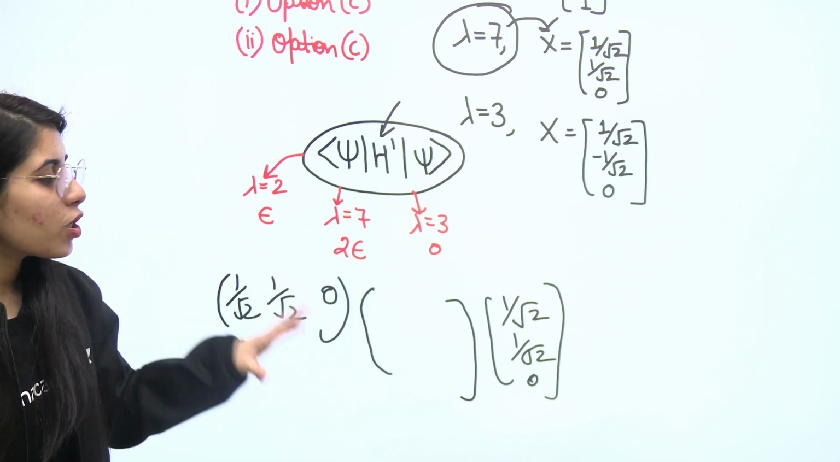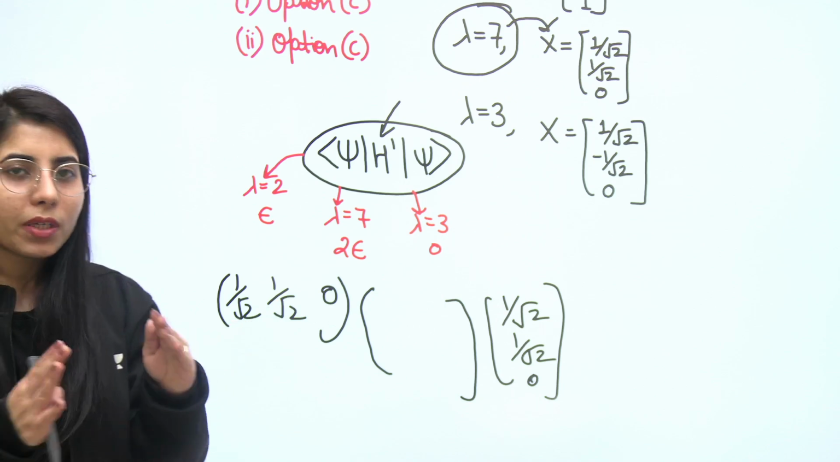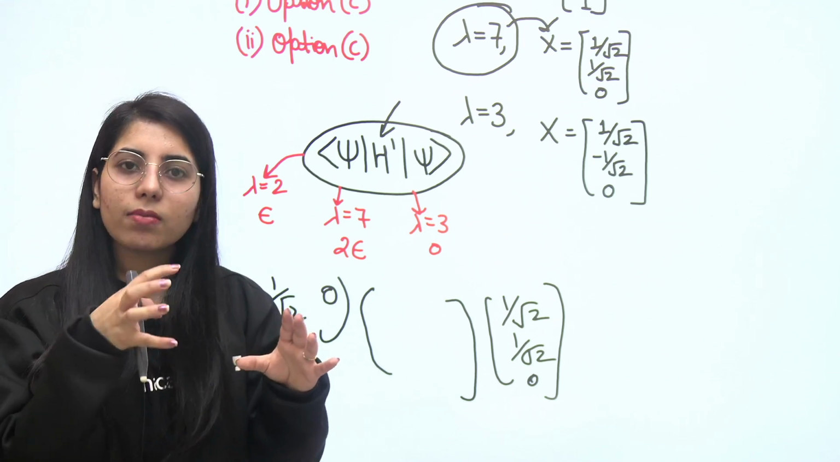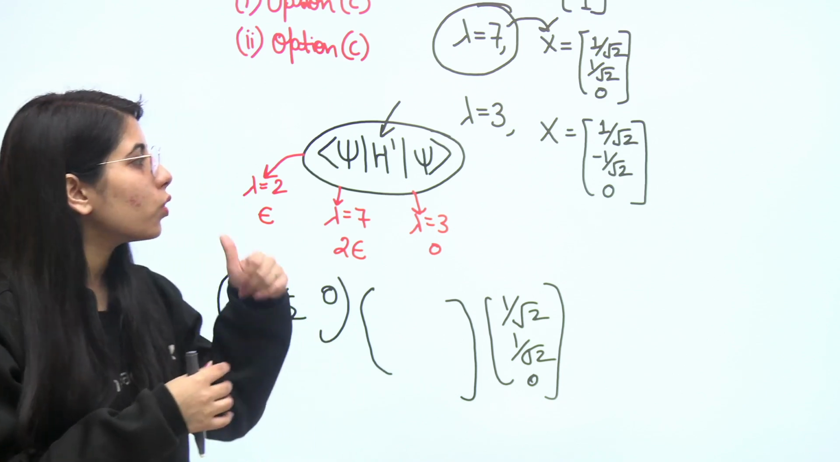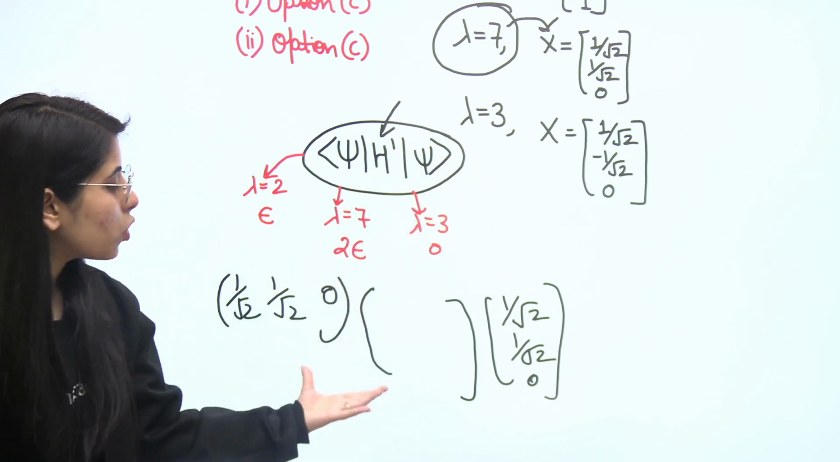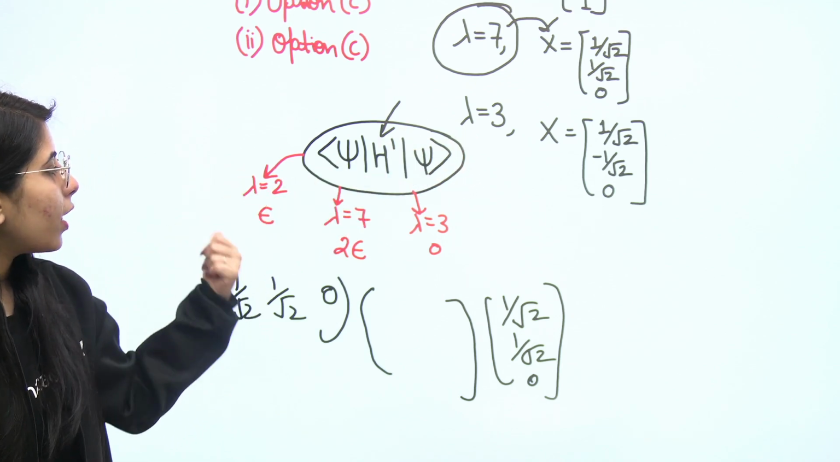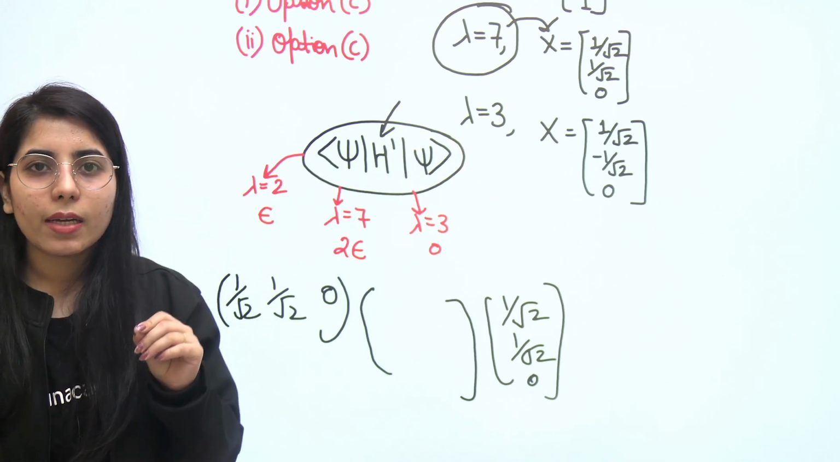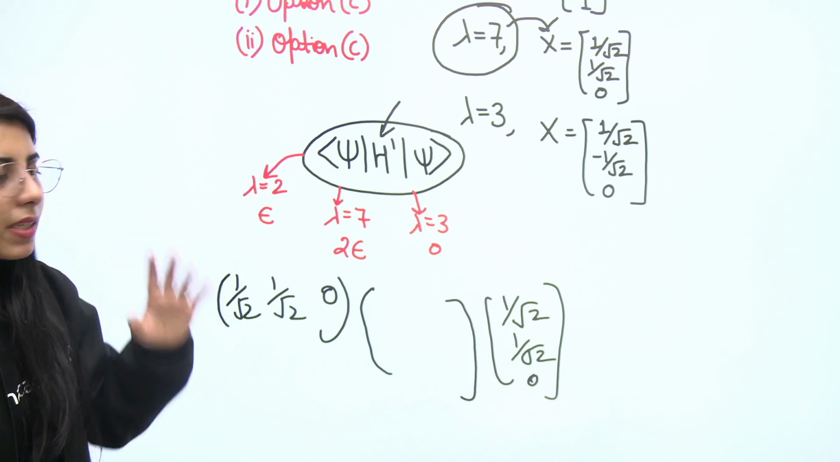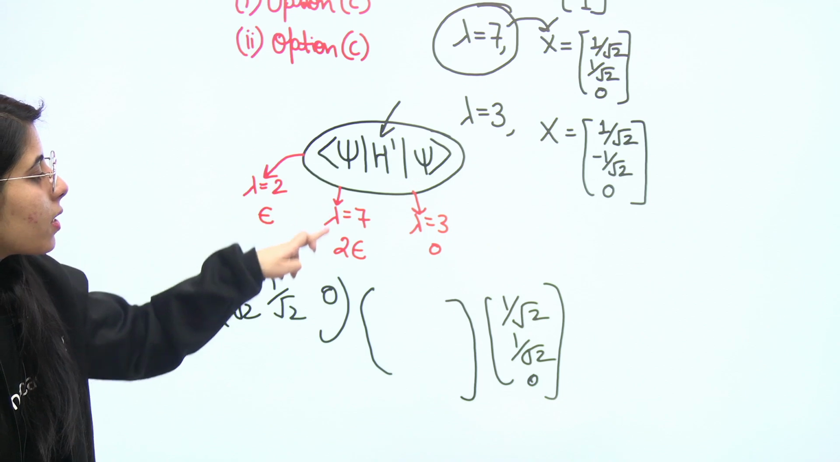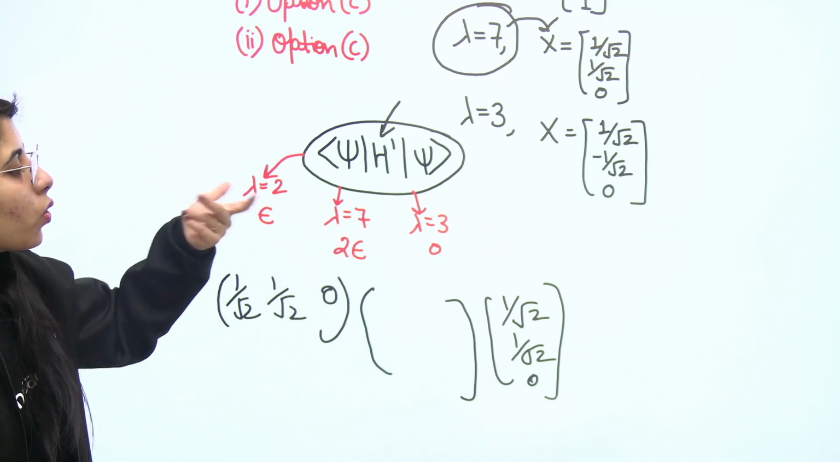Because it is the first order correction you are finding, the unperturbed part energy is already there. Then correction means something more you are going to add. Clear? So you will have to add the value which you get after simplifying to the corresponding eigenvalue. Similarly, for lambda equal to 2, you are going to get epsilon. So add 2 plus epsilon, that is your final term. So 2 plus epsilon, 7 plus 2 epsilon, 3 plus 0, that is 3.